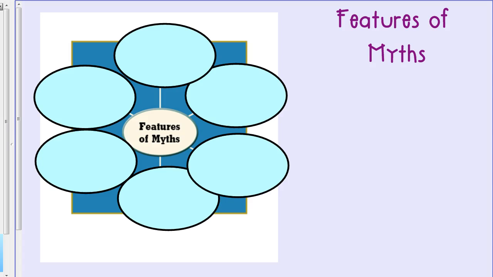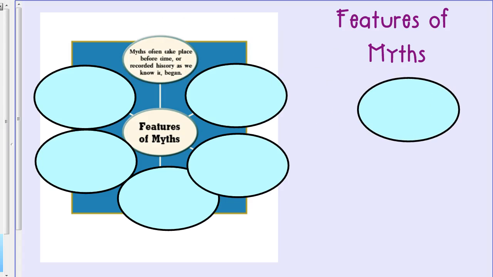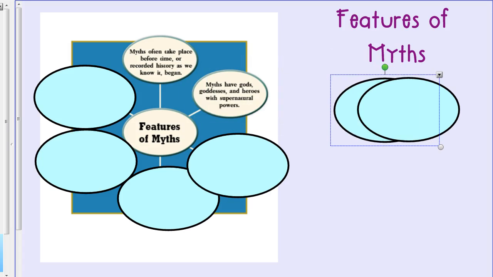Let's take a look at some features of myths that we can be looking for in our own reading throughout this study. One feature of a myth is that it often takes place before time or recorded history as we know it. Myths have gods, goddesses, and heroes with supernatural powers.